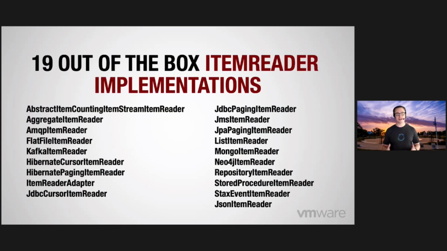Out of the box, we have 19 different implementations of item readers with just about every type of I/O you can think of available. So you've got things like AMQP, Kafka, flat files, XML files, JDBC, and a number of different options, Hibernate, JPA. We've got you covered.